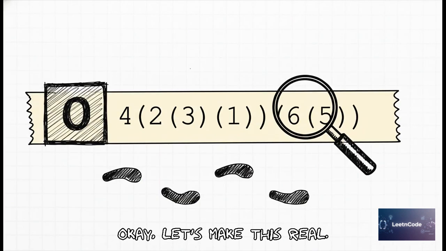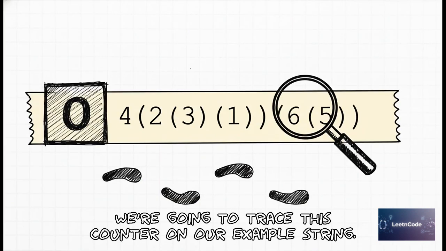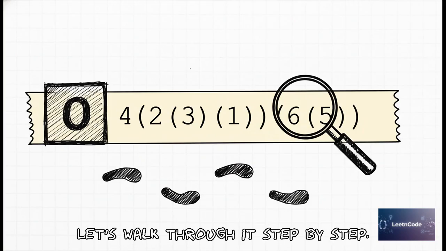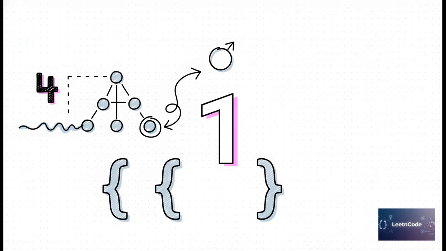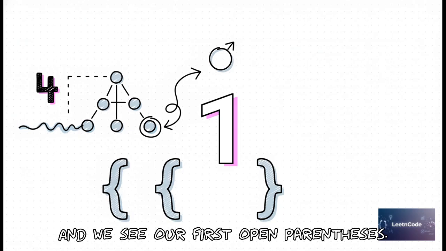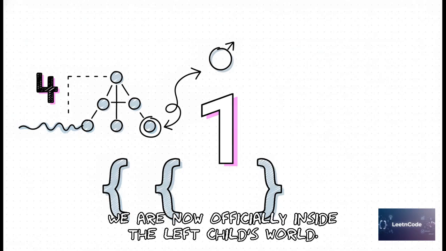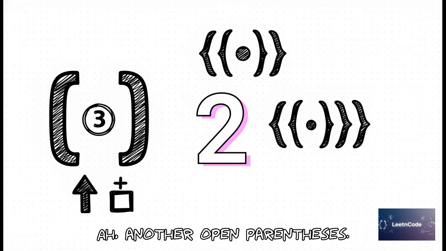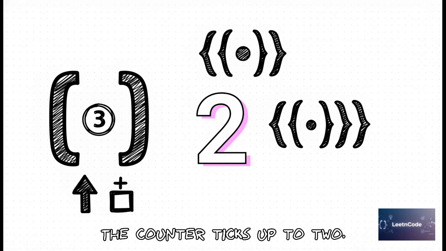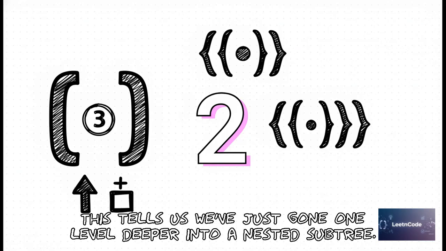Okay, let's make this real. We're going to trace this counter on our example string. Let's walk through it step by step. All right, we're scanning after the 4, and we see our first open parenthesis. Counter goes up to 1. We are now officially inside the left child's world. Keep going. Another open parenthesis. The counter ticks up to 2. This tells us we've just gone 1 level deeper into a nested subtree.